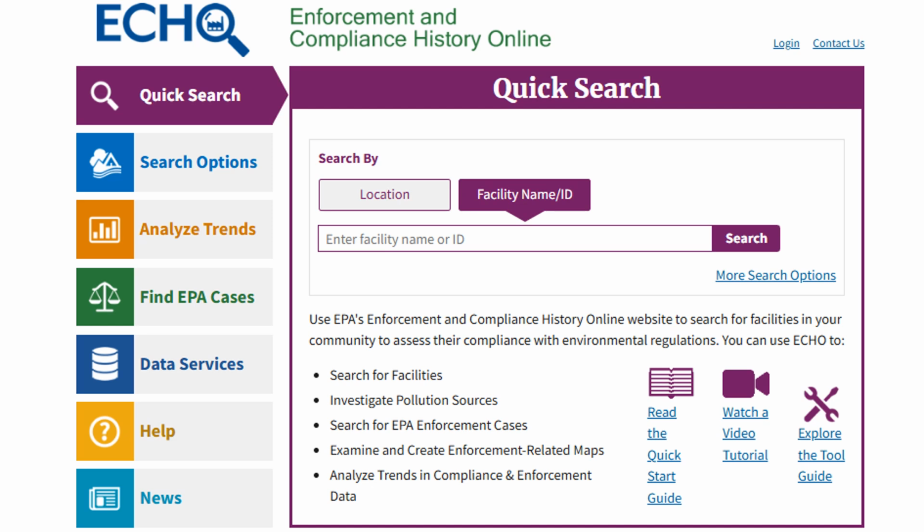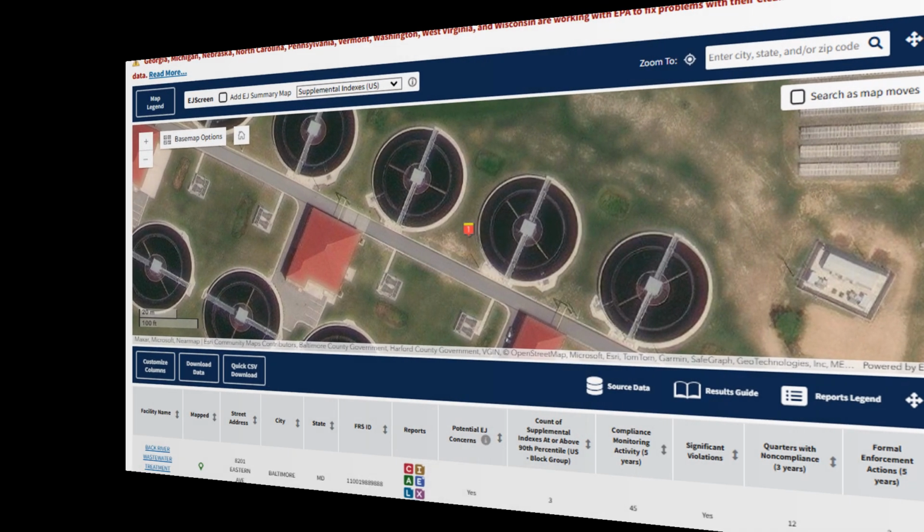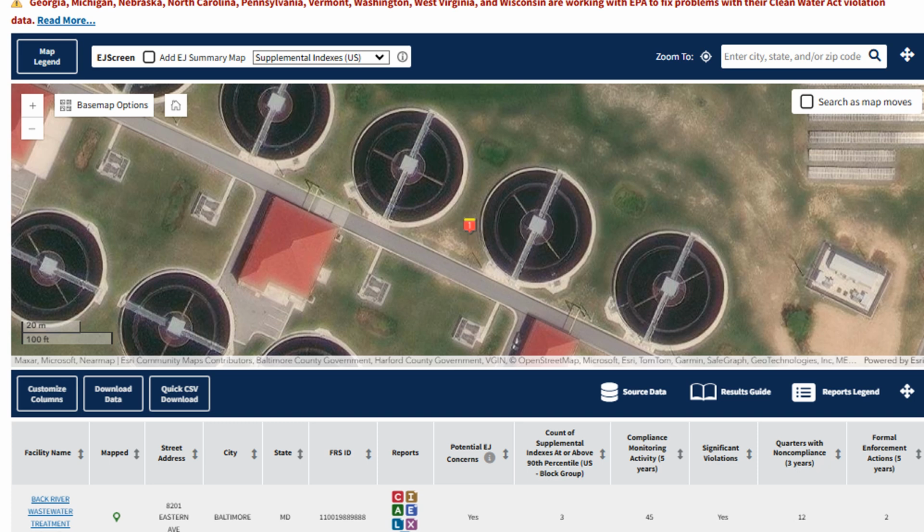EPA also has the environmental compliance history website, which is ECHO. And what ECHO provides is historical information about any type of penalties or violations or any type of specific facility. And so, like I said, it's the environmental compliance history. That's what ECHO probably stands for.